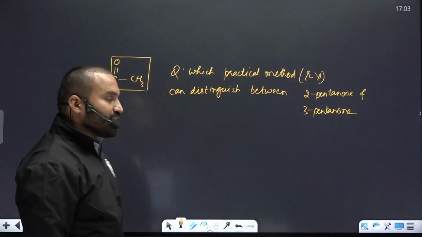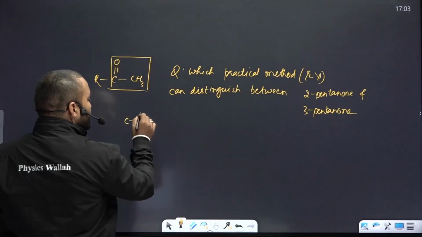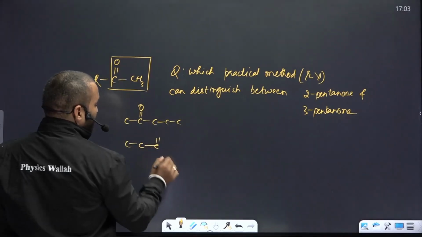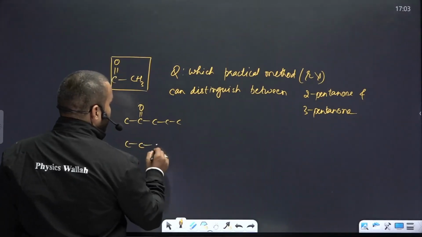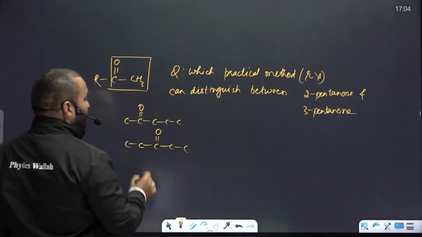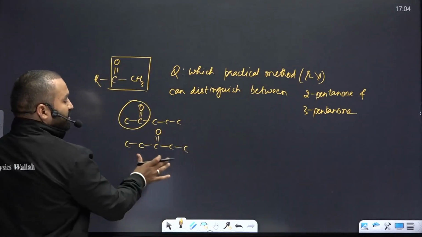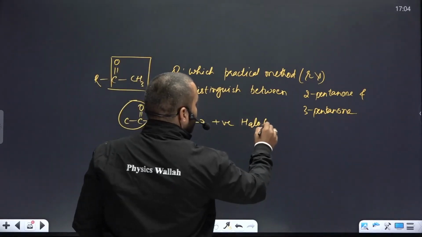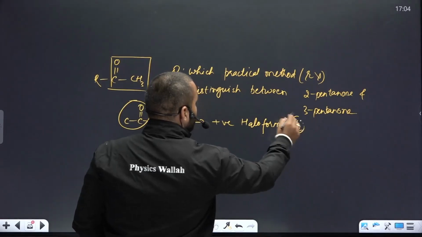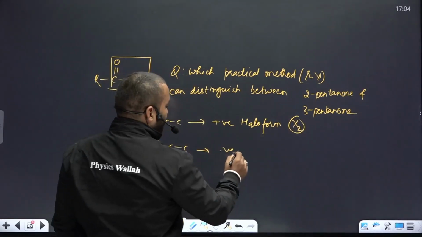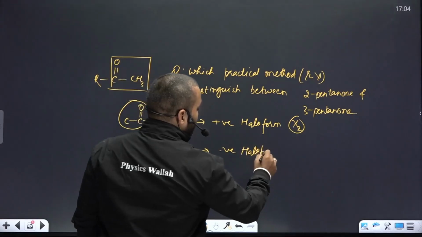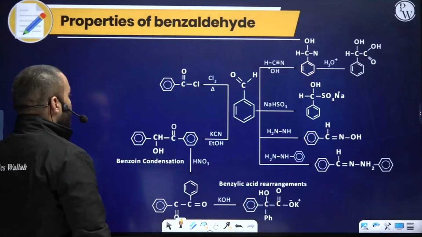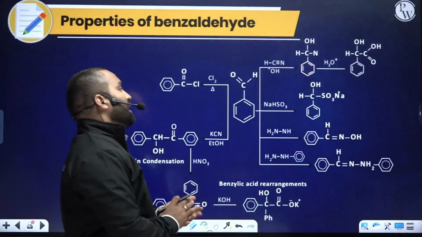The answer is the haloform reaction. Why? Because 2-pentanone has this formula, and 3-pentanone has this chemical structure. Now this has the framework that we are looking for. This does not have it. So this will give a positive haloform test, depending upon the X2 that you choose to use, and this will give a negative haloform test. Clear? Right? Clear everybody? Good. Let's move to some of the properties of benzaldehyde to be particular.